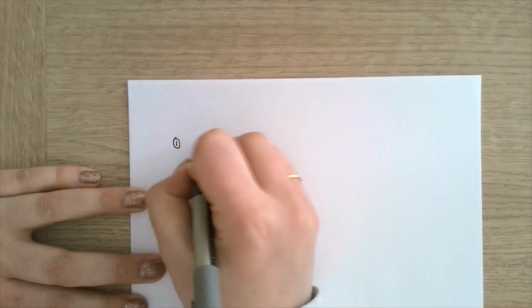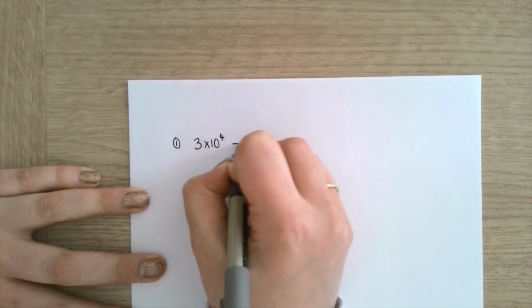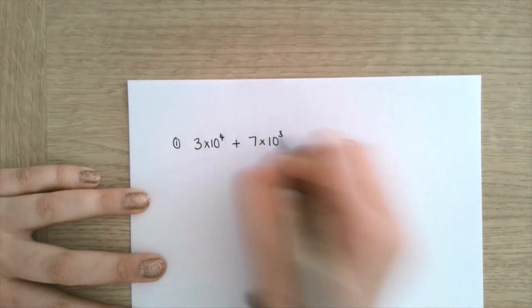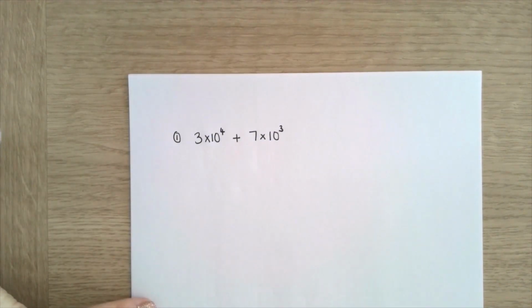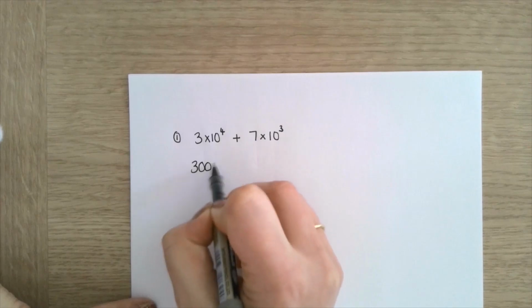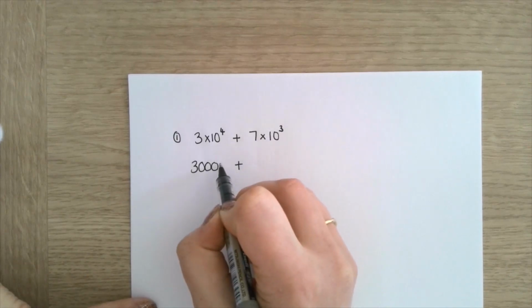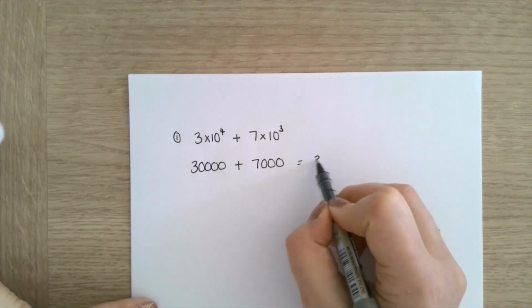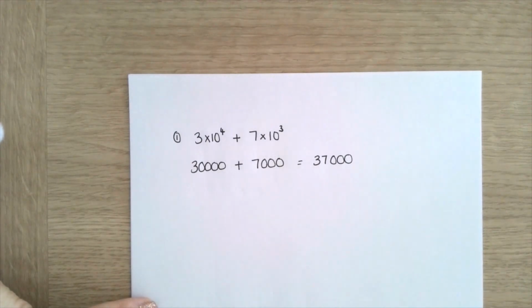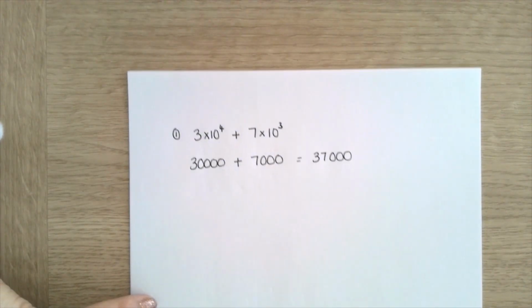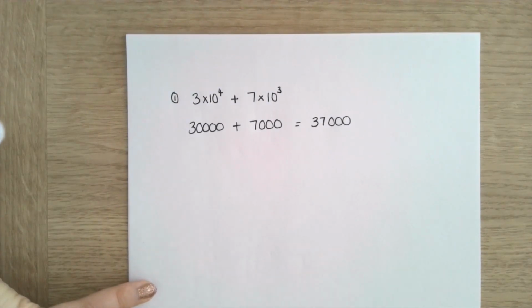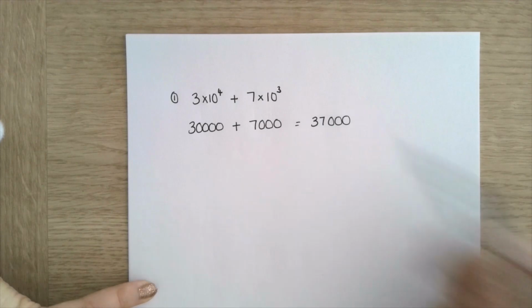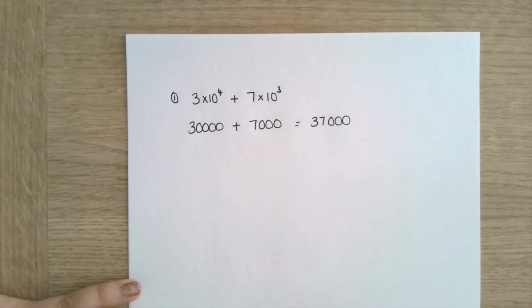So, my first question is 3 times 10 to the power of 4 plus 7 times 10 to the power of 3. Now, unfortunately, there's no easy way other than converting these into ordinary numbers and then adding them. So this is 30,000, and this is 7,000. I then add these together, I get 37,000. As simple as that. The question may ask you to convert it into standard form at the end, then you can do that using your rule. It would be 3.7 times 10 to the power of 4.